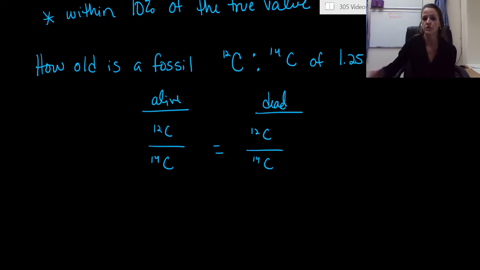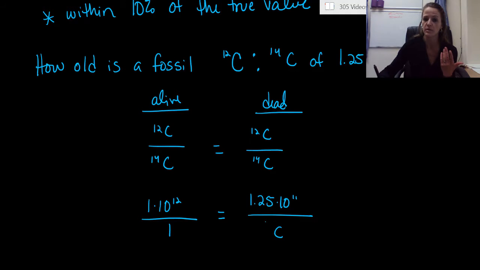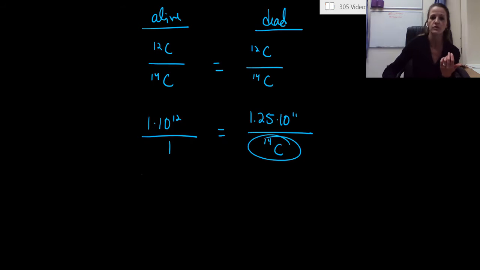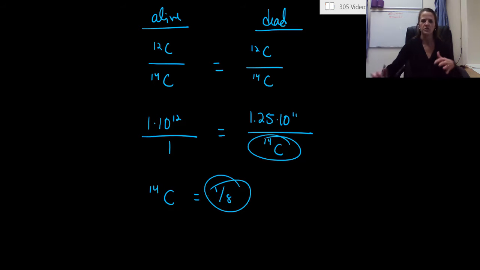And then what I'm going to do is just plug in some numbers. So when something is alive, we know that it has 1 times 10 to the 12th carbon-12 atoms for every 1 carbon-14 atom. But now we know for our dead sample of this specific fossil, we have 1.25 times 10 to the 11th atoms of carbon-12, and we're trying to determine specifically what that tells us about our carbon-14. So if you solve this out, what you will see is that your carbon-14 has decreased by an eighth.